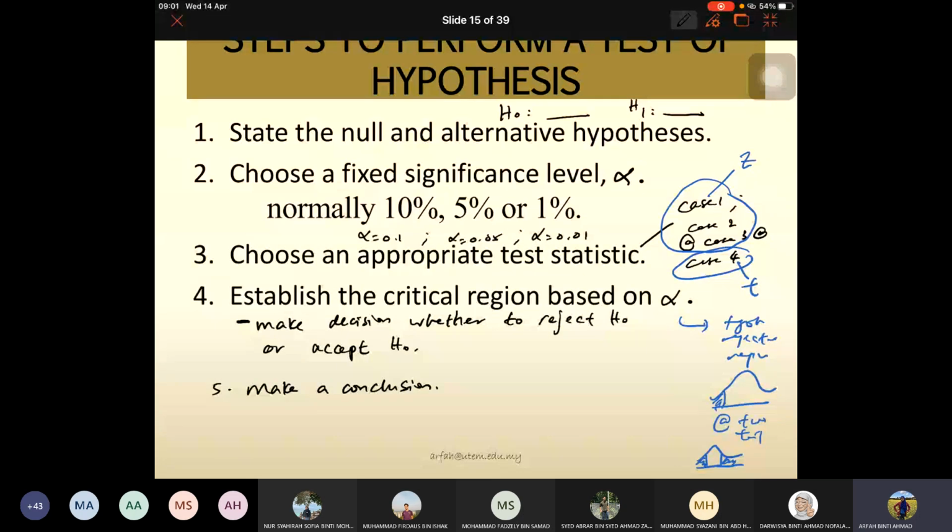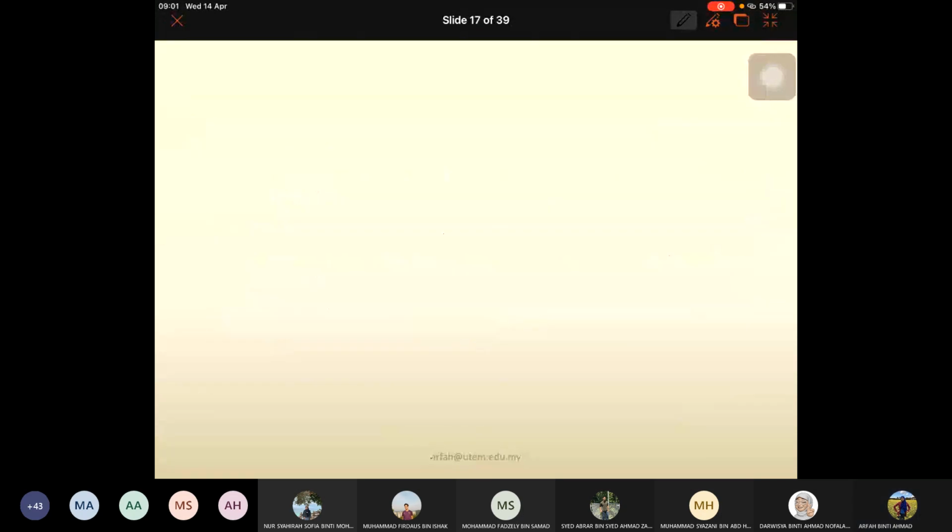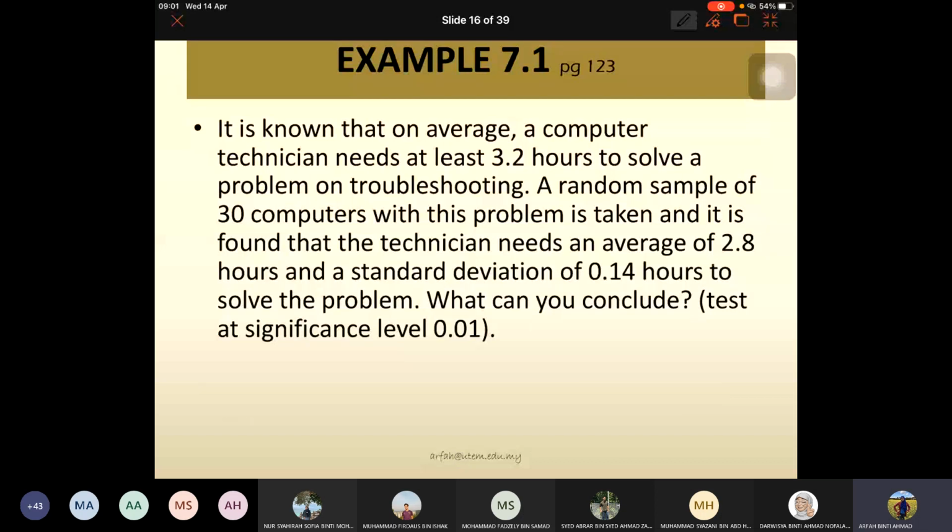Okay, so kita tengok example how to perform hypothesis testing. Okay, example 7.1. I want you to focus on the example to get a better idea how to perform the hypothesis testing. Done? Semua? Syed, done?